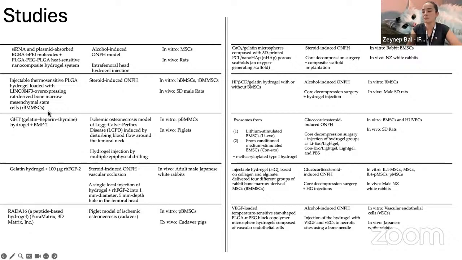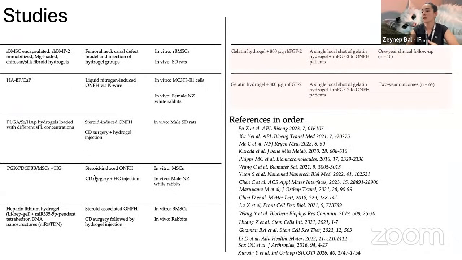Except for this one, all of them are core decompression studies, and they are trying to develop a good hydrogel to use in clinics. But this one is in Japan, and these are the only two clinical studies. It is not core decompression, because they don't do core decompression here. They do osteotomy, but they just wanted to do a single injection of FGF2 with gelatin hydrogel.